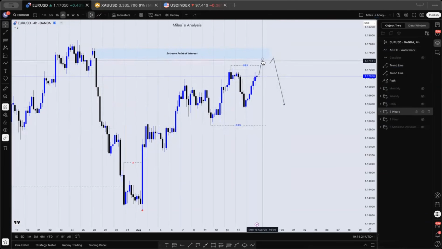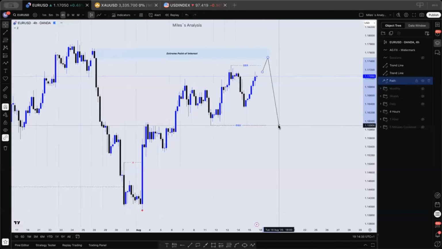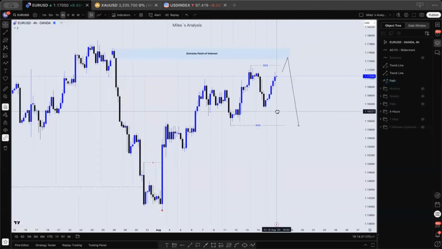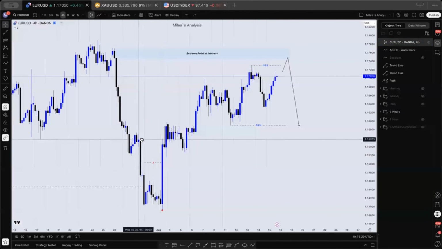So what may happen is price will open, then go for this previous weekly high, which is acting as liquidity, and above that liquidity there's this extreme point of interest. So price may go bullish, mitigate this, and then come for this previous weekly low liquidity. So this is another thing that may happen on the 4 hour time frame.